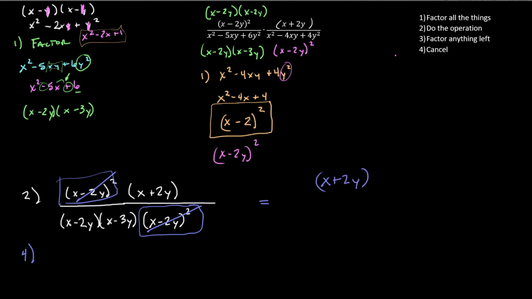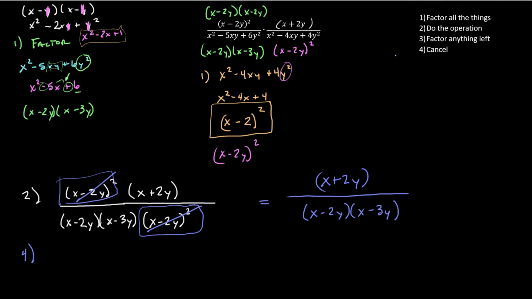I'm going to put it in parentheses. You don't have to because it is the only thing in the numerator. And then in my denominator I have x minus 2y and x minus 3y. Now, I do not recommend that you expand any of this back out. Just leave it in factored form and let it be.